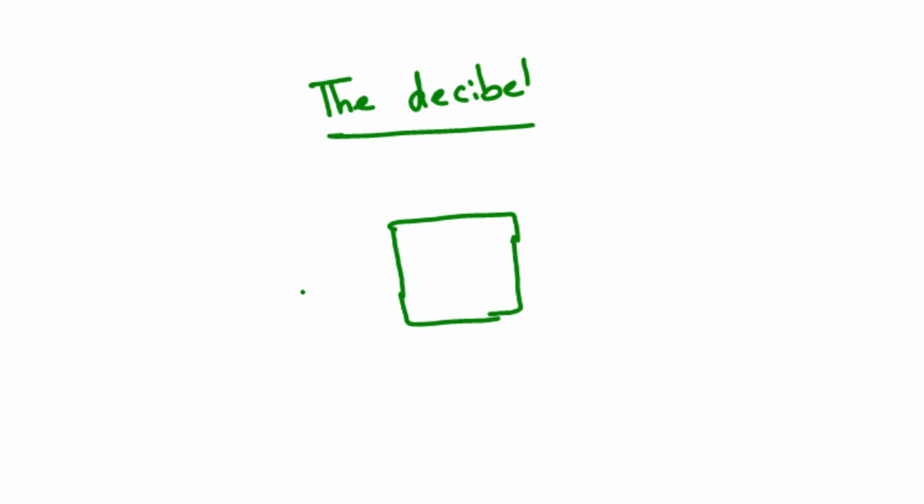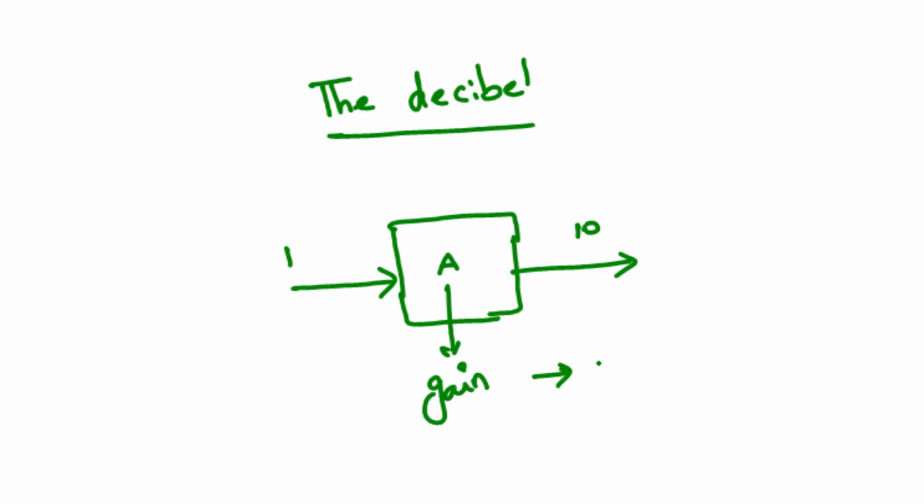For instance, I have a certain block. That block I name as A, and it has one input and one output. The input is given as 1 and the output is 10. So the gain of the block can be represented as 10. The gain is represented as how much output we are getting relative to the input that we are giving. In this case, the output is 10 and the input is 1, so the gain of the system is 10.